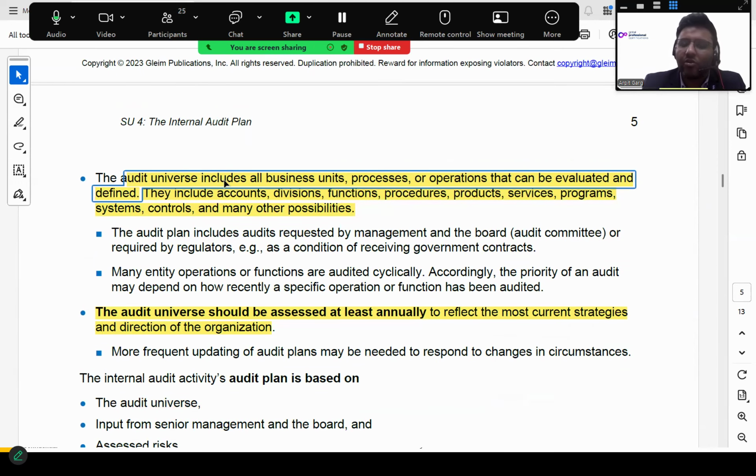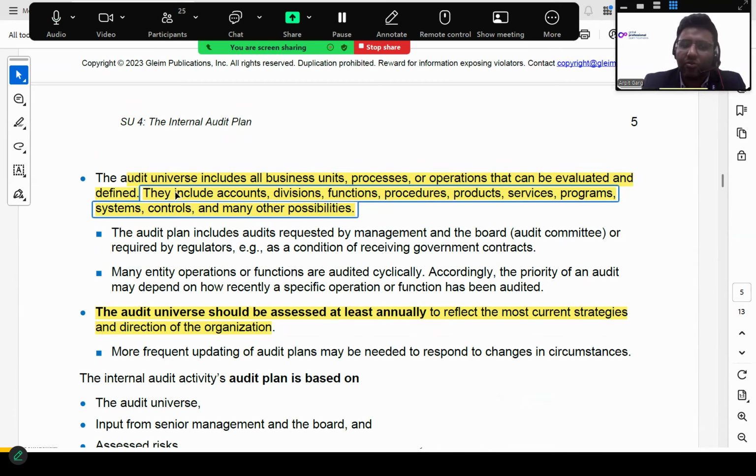The audit universe includes all business units, processes, or operations that can be evaluated and defined. They include accounts, divisions, functions, procedures, products, services, programs, systems, controls, and many other possibilities. Everything that is auditable, in simple words.